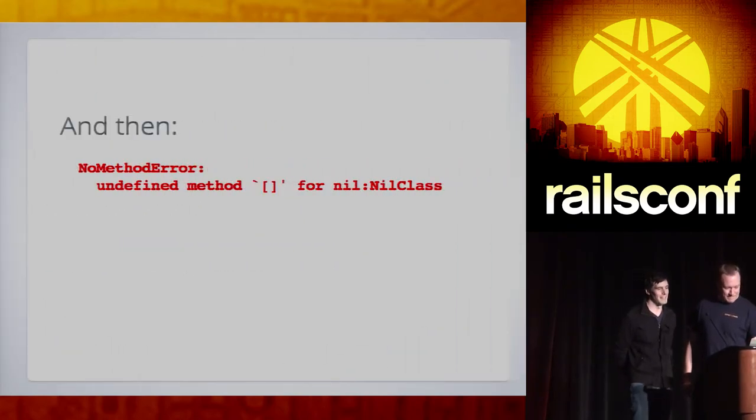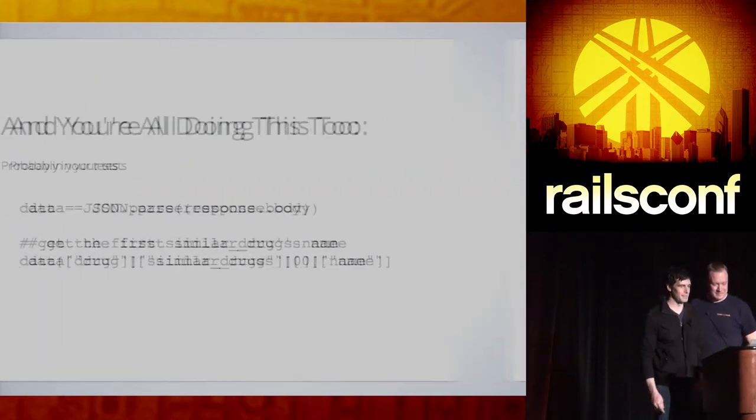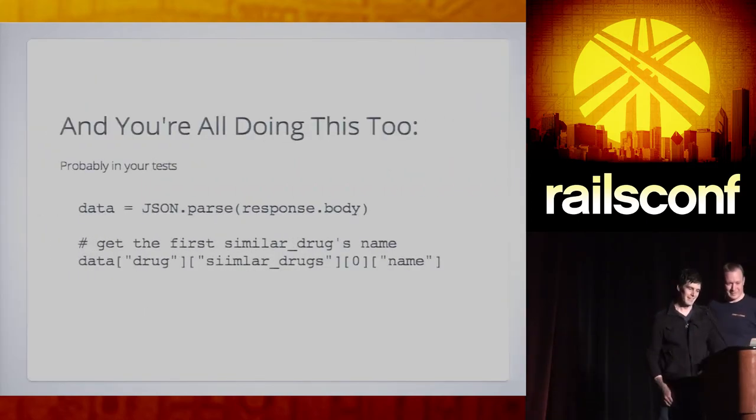Wait, what's that? Yeah, here's what's going to happen. No method error on square brace for nil class. So you see the bug here? Similar isn't spelled right. And this is probably in your test. So who's going to catch that?